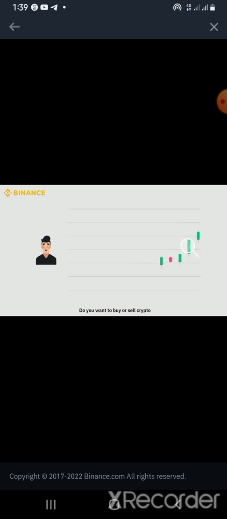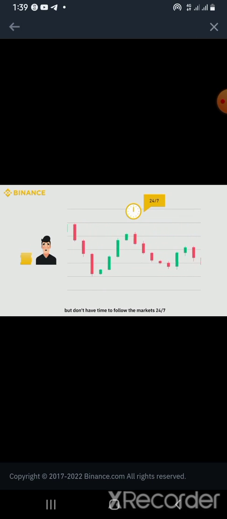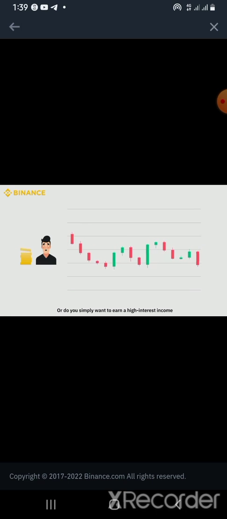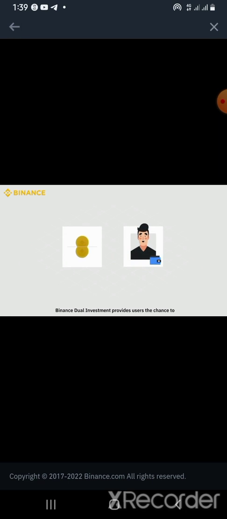Binance Dual Investment. Do you want to buy or sell crypto but don't know if it's a good time? Do you want to buy the dip or take profits but don't have the time to follow the markets 24/7? Or do you simply want to earn a high interest income when the markets are moving sideways? Binance Dual Investment provides users the chance to buy crypto at a lower price or sell crypto at a higher price in the future. It also allows users to earn a high interest yield during the subscription period.